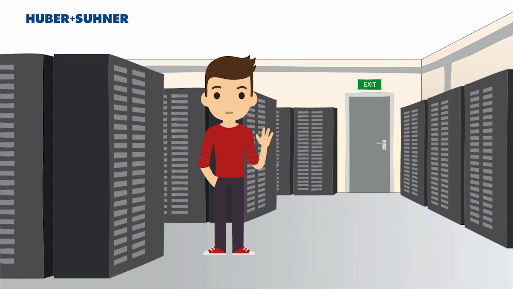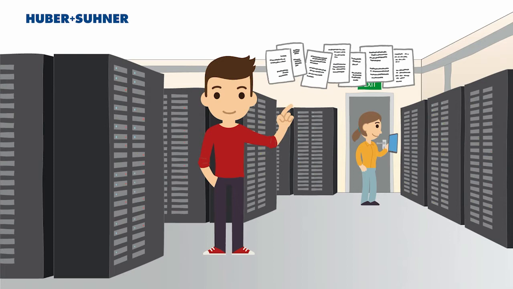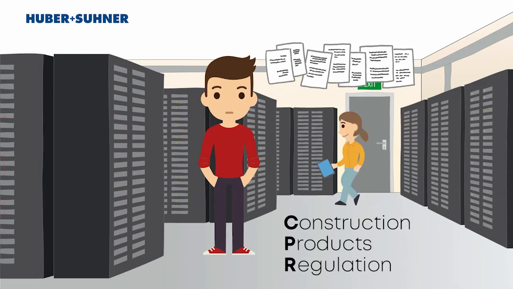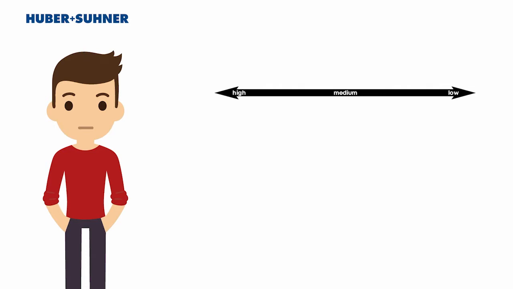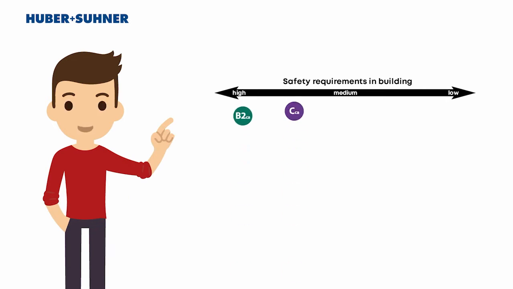I'm John. As a data center installer, I'm very familiar with the EU Construction Products Regulation, also known as CPR. This basically sets safety requirements for all buildings in Europe. The requirements provide different classifications from A to F based on the severity of the cable's reaction during a fire. For cables, the best rating possible is B2CA, while the worst is FCA.